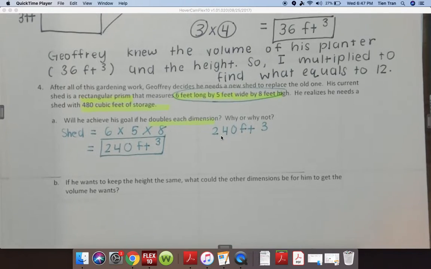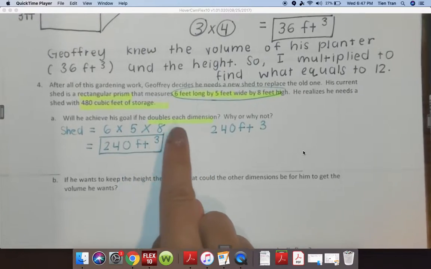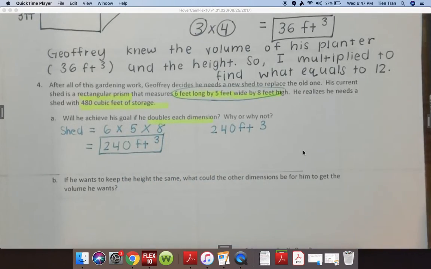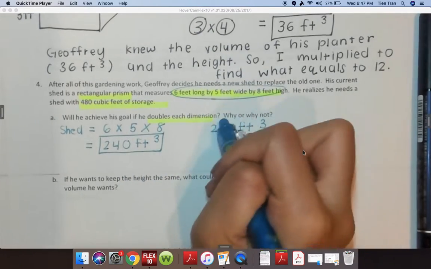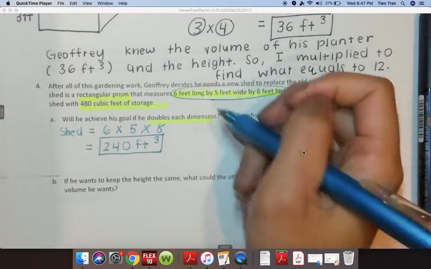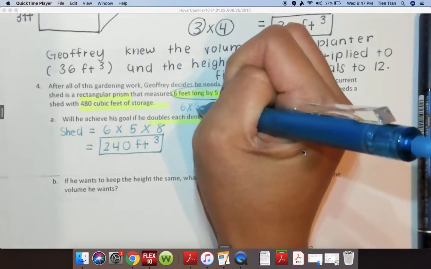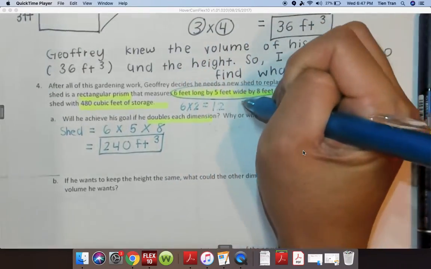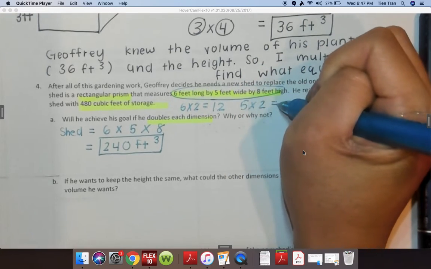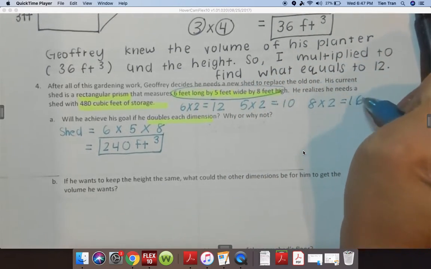Okay, so we have 240 feet. But now it says that he wants to double each dimension. So with 240 feet, what I'm going to do is double each dimension. So 6 times 2 is equal to 12. 5 times 2 is equal to 10. And 8 times 2 is equal to 16.